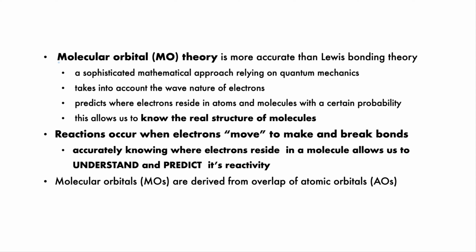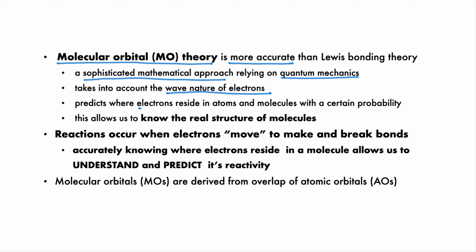Lewis bonding theory fails to predict many aspects of structure and reactivity in organic chemistry. Molecular orbital theory, MO theory for short, is much more accurate. It's a very sophisticated mathematical approach which relies on quantum mechanics. Quantum mechanics takes into account the wave nature of electrons. We won't talk at all about how it works. We'll just use the results that apply to organic chemistry.